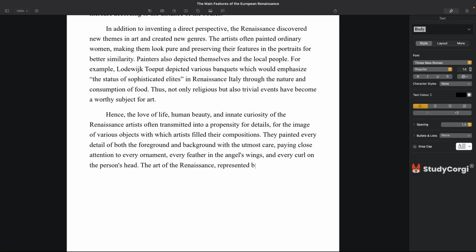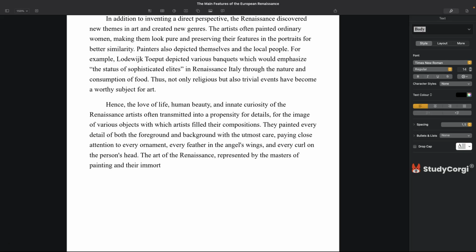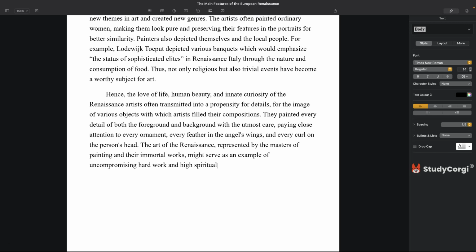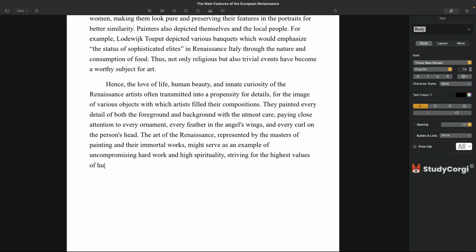The art of the Renaissance, represented by the masters of painting and their immortal works, might serve as an example of uncompromising hard work and high spirituality, striving for the highest values of humanity.